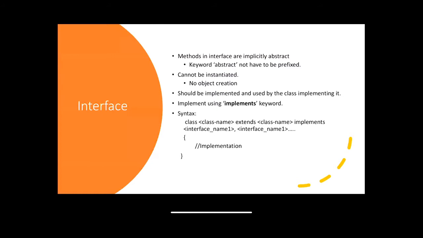An interface should be implemented by a class, and it can be implemented using the implements keyword. In the following syntax, you can see that a class can inherit a class using the extends keyword, and a class can inherit multiple interfaces using the implements clause. Each of these inherited interfaces has to be separated using a comma.